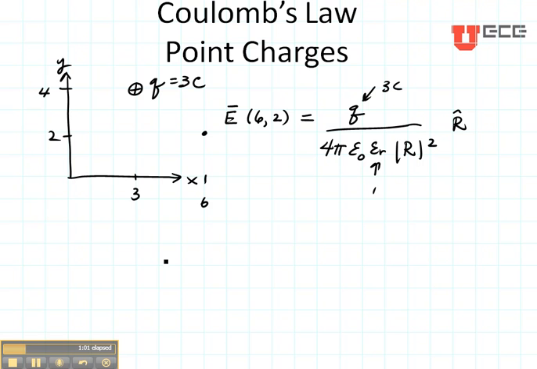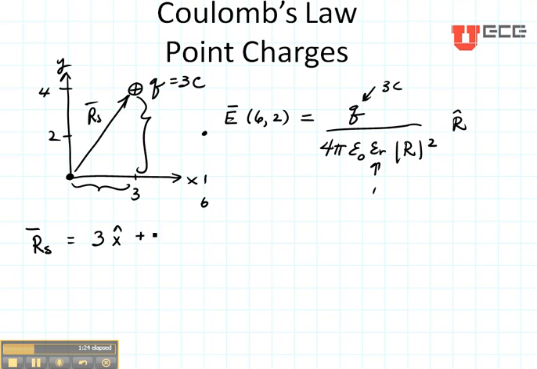So let's find it. The first thing I'm going to do is define a convenient origin. Then I'm going to draw rs, which goes from the origin to my charge. So let's write an equation for rs. Rs is how far did we go in the x direction? We went 3 units in the x direction. And how far did we go in the y direction? In the y direction, we went 4 units. If we'd had a z component, we would add that in here as well.